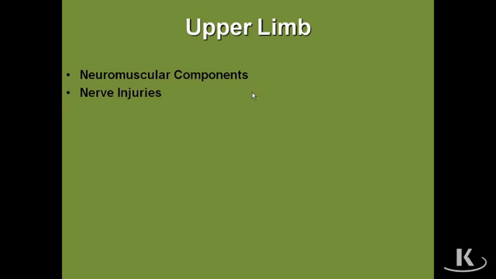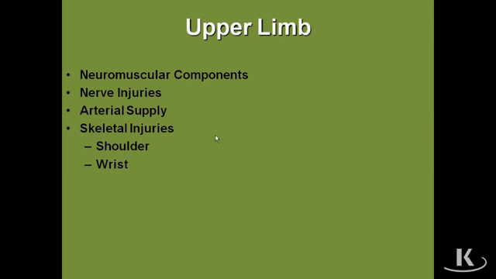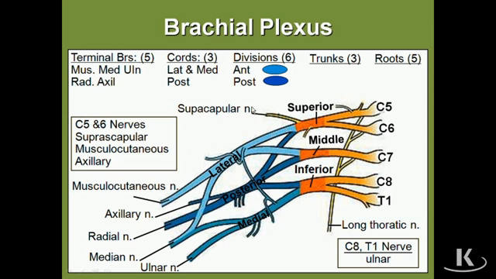Of lesser importance, so we'll spend very brief time on it, is the arterial supply, and then we'll talk about a couple of areas of skeletal injuries in the region of the shoulder and the region of the wrist. So let's start by taking a look at the nerve supply to the upper limb. And that nerve supply is the brachial plexus, schematized on this drawing here.